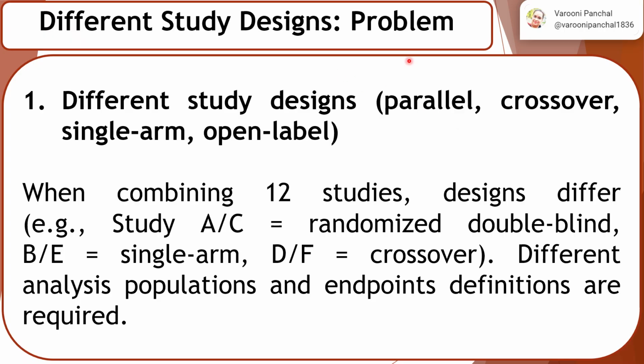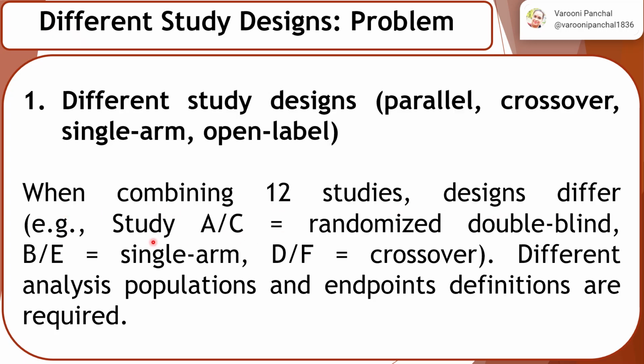Different study design. Say the problem could be, we will have studies with different designs, right? It could be parallel. In one study it could be crossover, in another it could be single arm, open label. So now how to combine all these 12 studies? So the first problem is this, right? When combining 12 studies, designs differ.